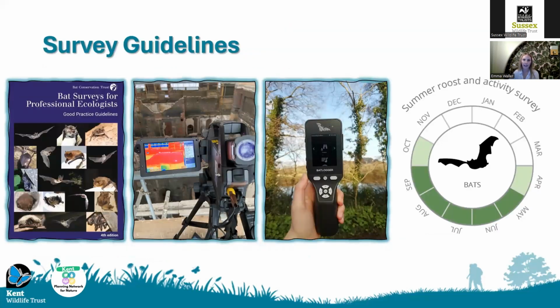So when looking at a planning application, it's really important to see whether the protected species surveys are following best practice guidelines. So in regards to bats, ecologists should be following the Bat Conservation Trust's Bat Survey for Professional Ecologists and Good Practice Guidelines, 4th edition, which was published in 2023. So these guidelines include timings and methodologies of surveys, how many surveys should be undertaken, and equipment needed, such as night vision or thermal cameras.